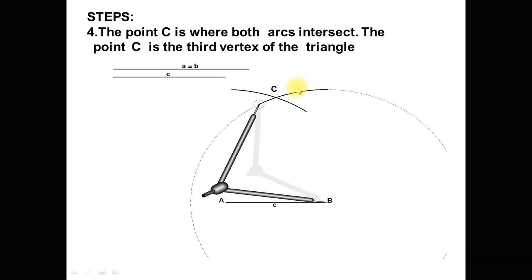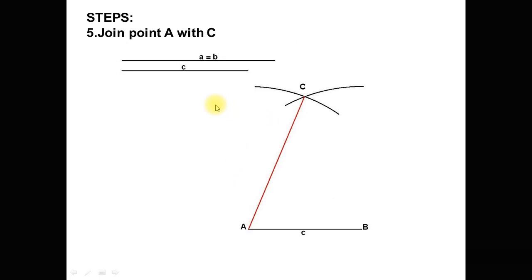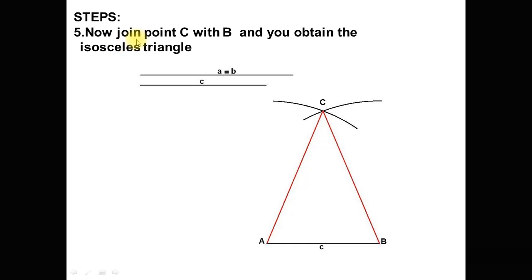Now the point C is where both arcs intersect. The point C is the third vertex of the isosceles triangle. So now join this point C to the point A and this point C to the point B, like you see here in this slide, and you obtain the isosceles triangle. This is the isosceles triangle.